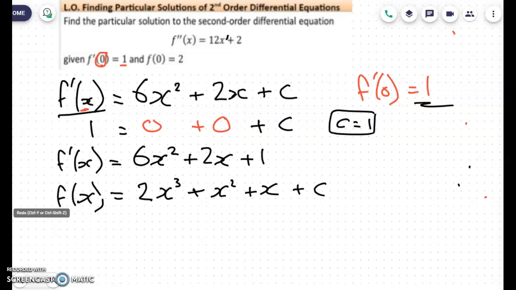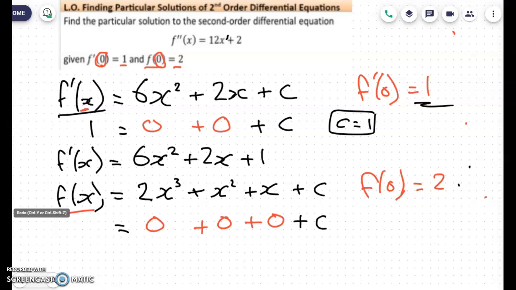Now we can see we've got the other information, f of 0. So that's just here, that's f x. So again, when x is 0, f of x equals 2. So I'll write that there. Equals 2. And again, this is really simple. I'm going to write it down again. So 2 times 0 cubed, that's just 0. 0 squared is 0. 0 is 0. I don't need to write that down, but I'm just doing it to make it really clear. And so when x is 0, f x equals 2. So therefore c equals 2. There we go.